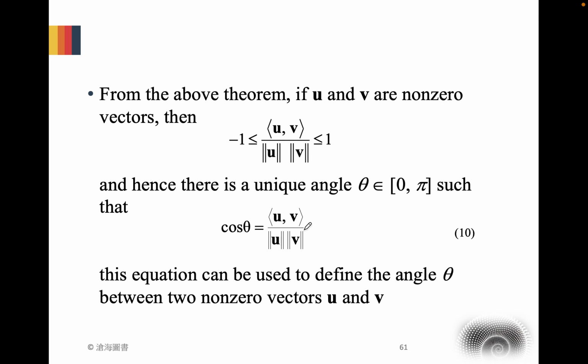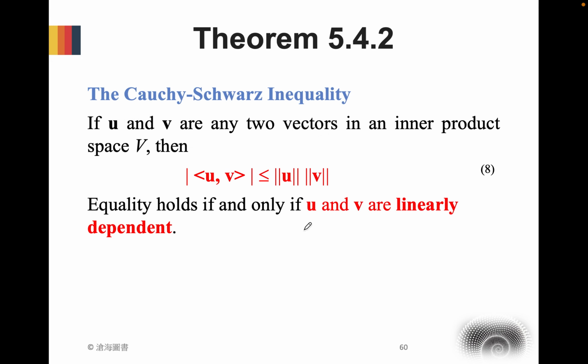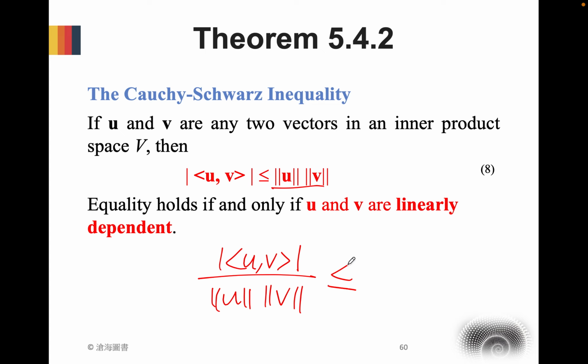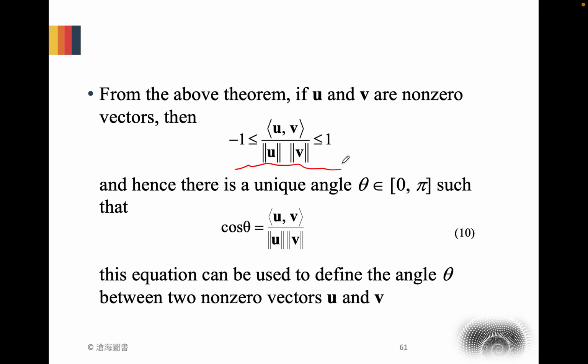So from the above theory, if u and v are non-zero vectors, because we know this part, we can divide by the right side, so we get the inner product of u and v divided by the norm of u times the norm of v, which is smaller than or equal to 1, right? And if we want to remove the absolute value, the inner product of u and v divided by the norm of u and the norm of v should be smaller than or equal to 1 and larger than or equal to -1, right? So we can write it down like this.